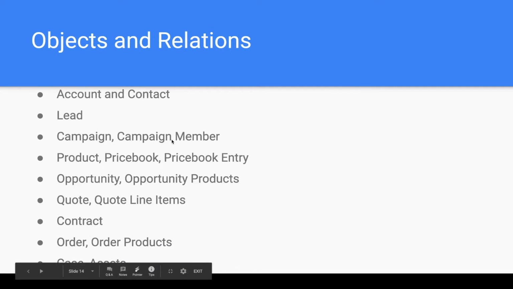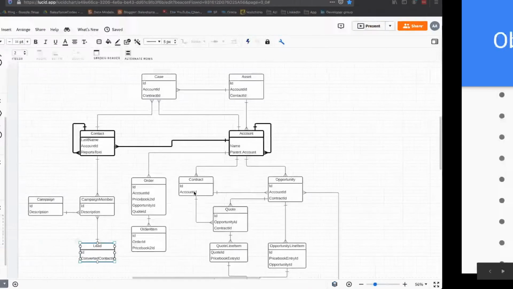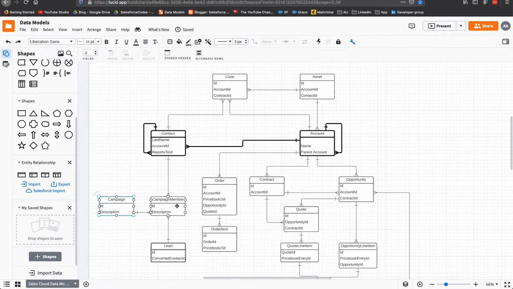Next one is campaign and campaign member. Campaign is used to represent marketing campaigns in Salesforce. Let me just highlight this here.